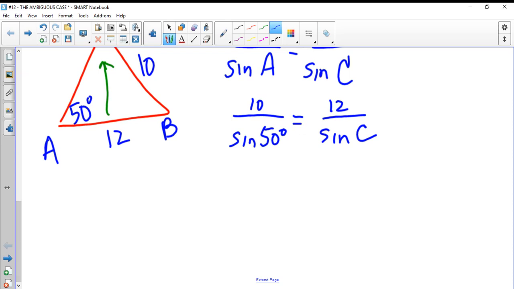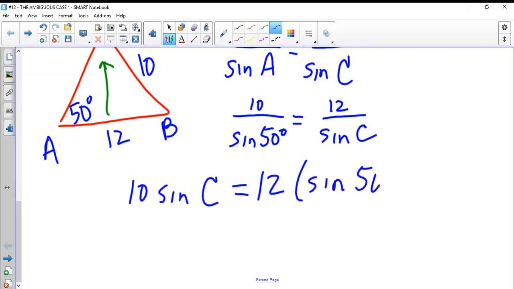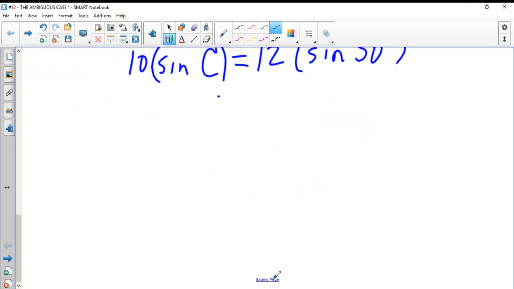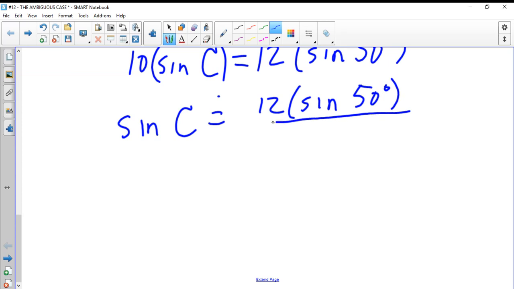So as before, we're going to cross multiply, and we get 10 times the sine of C equals 12 times the sine of 50 degrees. The parentheses just help things stay neater. So we're going to try to calculate what the measure of angle C is. So we need to divide both sides by 10. And we get sine of C equals 12 times the sine of 50 divided by 10. And then finally, to get C by itself, we would need to take the inverse sine of both sides.